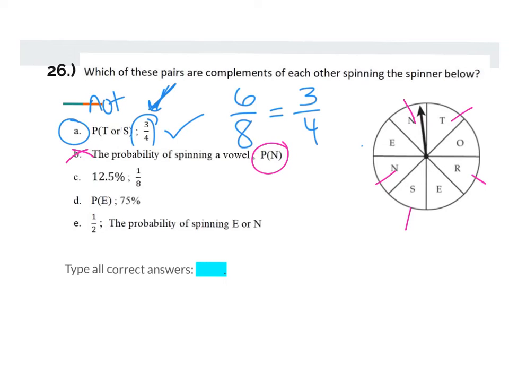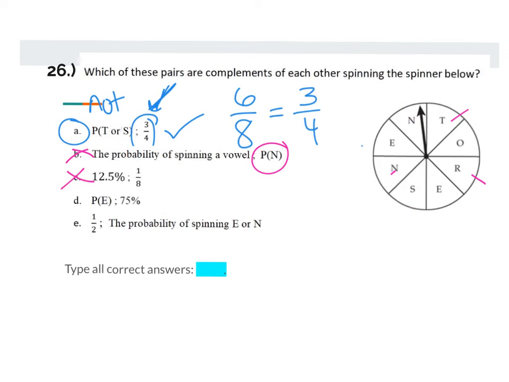Okay, the next one says 12.5% and 1/8. Are those complements? Well, 12.5% and 1/8 are not opposites of each other. Those are the same thing. 1/8 is 12.5%. So these are not complements of each other.